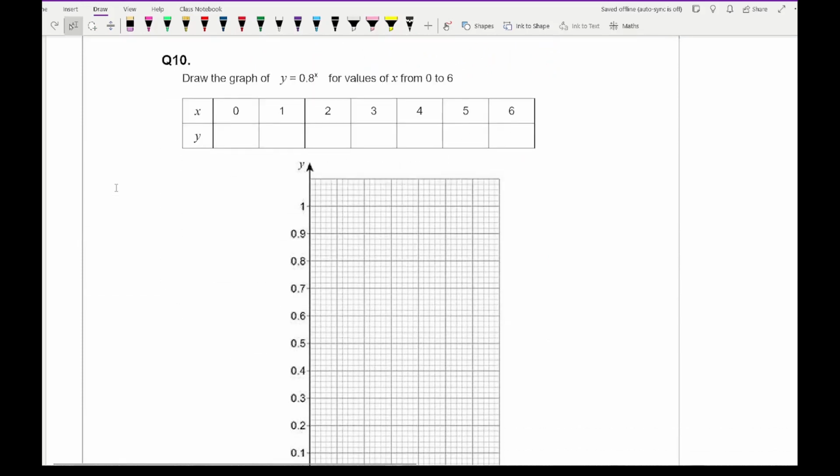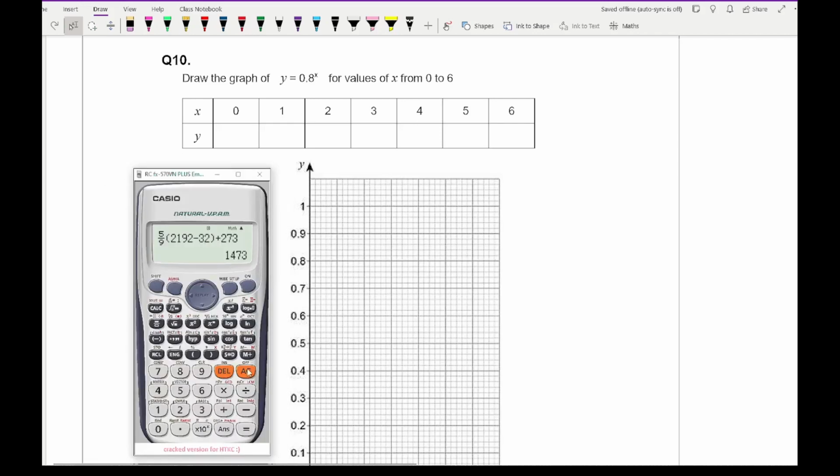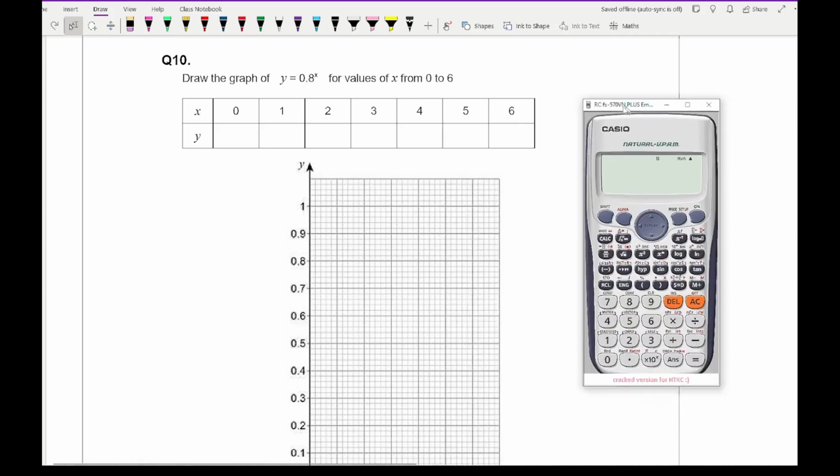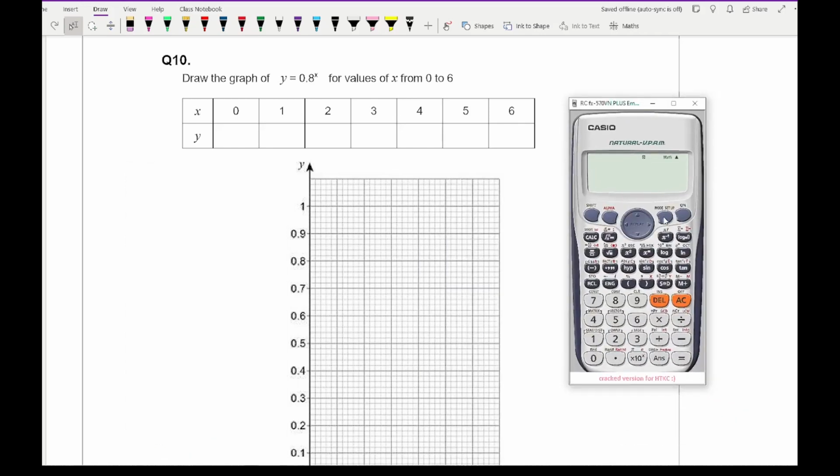Moving on to question 10, it says draw the graph of y equals 0.8 to the power of x for the values of x from 0 to 6. And so here we've got a table of values. Now, again, if you're not too sure how to do this on your calculator, you could do each of the values individually. Well, let me just remind you how to do this on your calculator. So if you press mode and setup, I know this calculator is a very old Casio calculator, but the general setup should be the same.